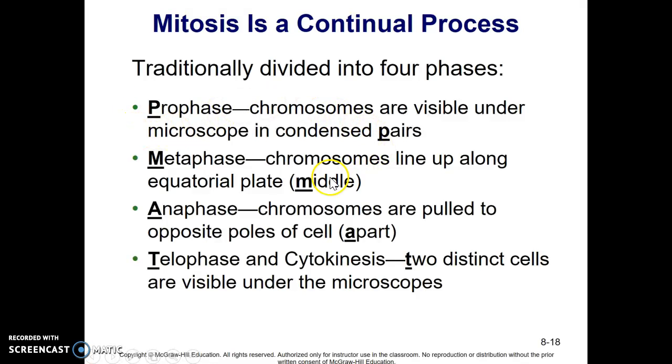The second phase of mitosis is metaphase. Meta means middle, and this is where the chromosomes line up in the middle. Then comes anaphase. This is when the chromosomes are pulled apart to opposite sides of the pole. And then we have telophase, and this is where 2 distinct cells and 2 distinct nuclei are visible under the microscope. Then comes cytokinesis, which actually is not part of mitosis officially, but it is part of M phase, and that's when we're going to separate the cytoplasm and everything else.